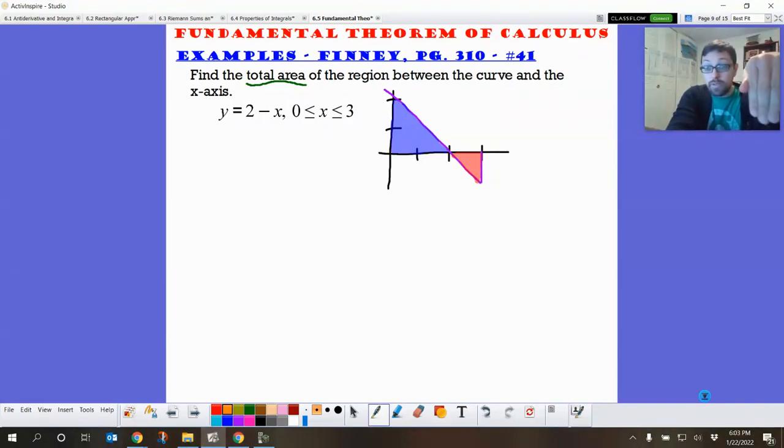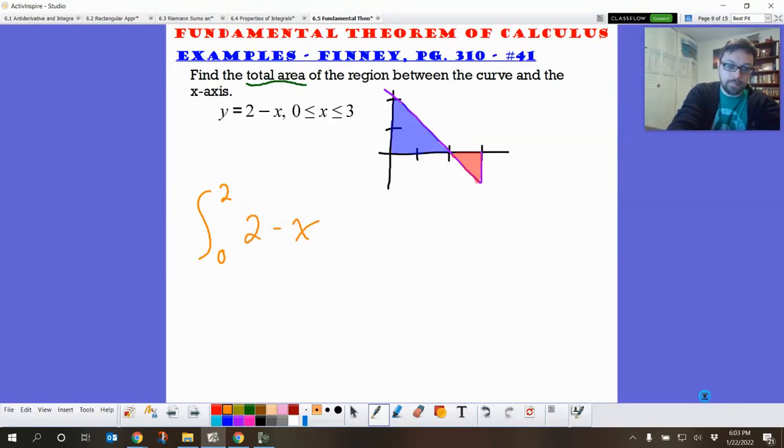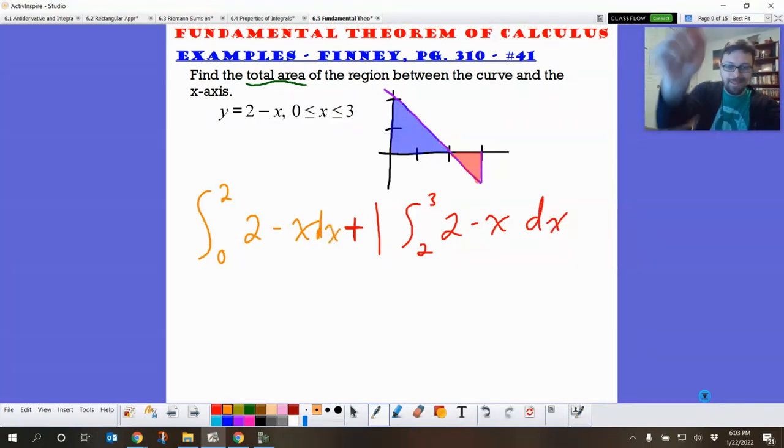So instead of doing the integral from 0 to 3, we're going to do the integral from 0 to 2 of 2 minus x. And then we're going to add the absolute value of the integral from 2 to 3 of 2 minus x. Oh, this needs a dx. This needs a dx. It really should be blue, too, because that's the blue area.